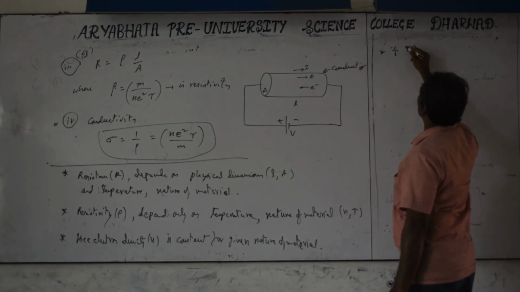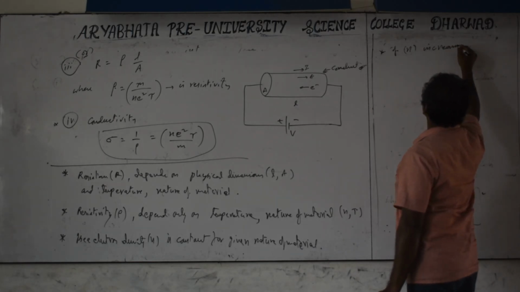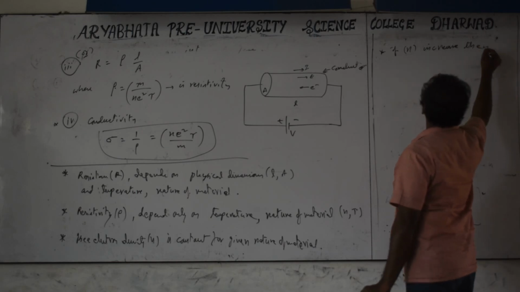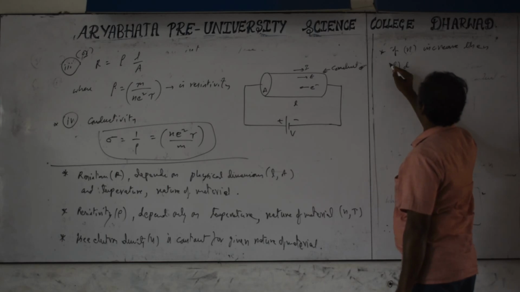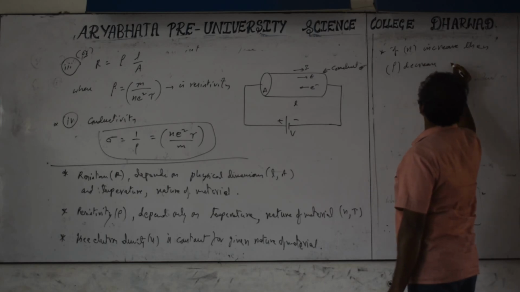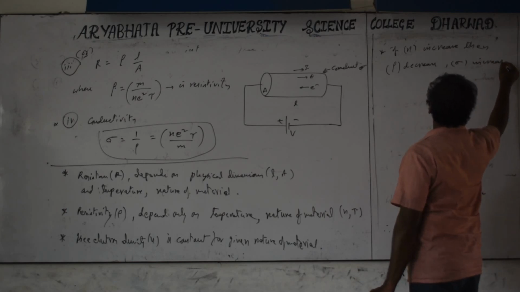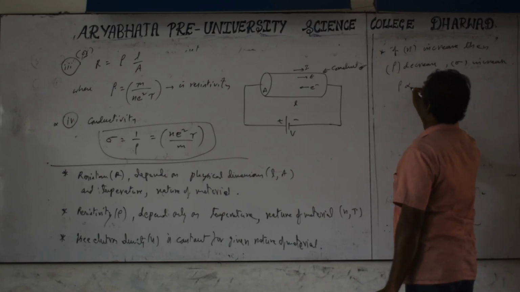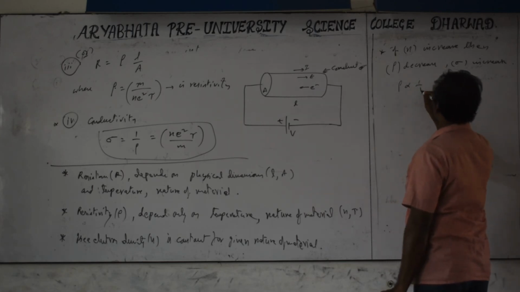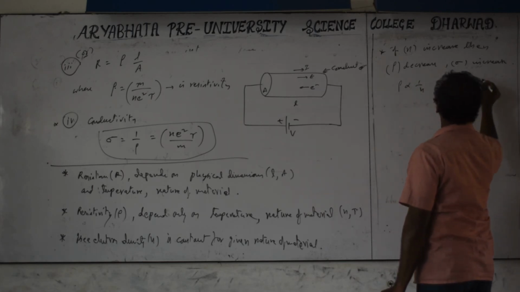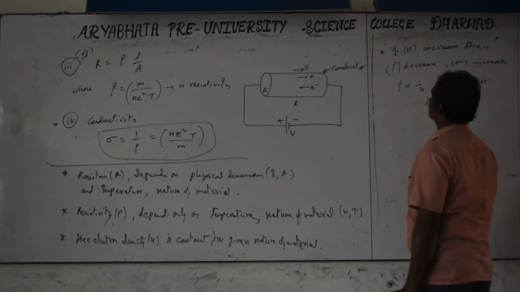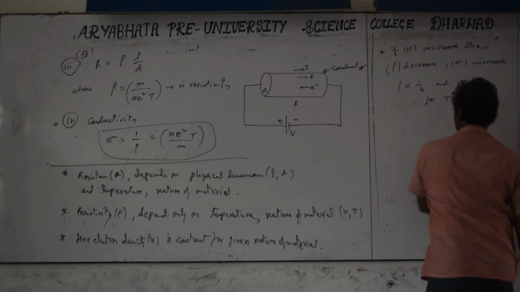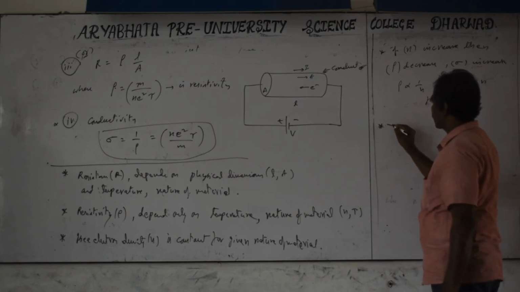If n increases, then rho decreases, sigma increases, because rho is inversely proportional to n and sigma is directly proportional to n, for tau constant. So if you take the materials, this point is very important.